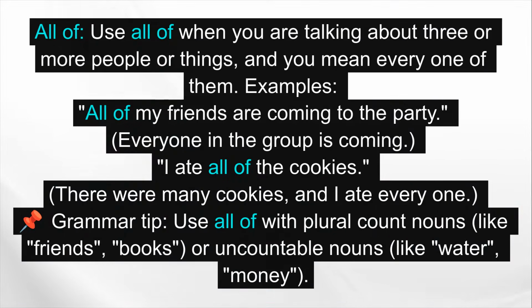All of. Use all of when you are talking about three or more people or things, and you mean every one of them. Examples. All of my friends are coming to the party. Everyone in the group is coming. I ate all of the cookies. There were many cookies, and I ate every one. Grammar tip. Use all of with plural count nouns, like friends, books, or uncountable nouns, like water, money.